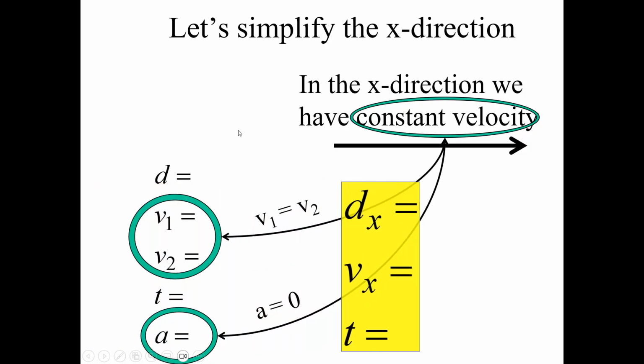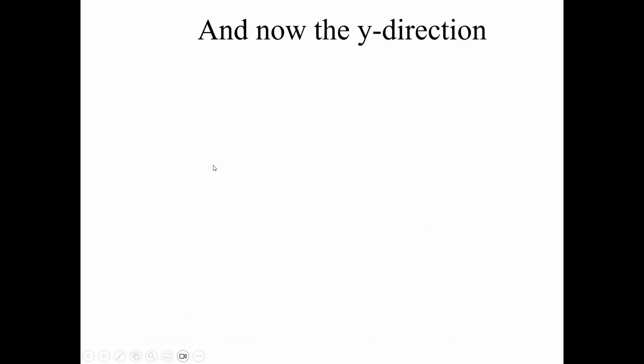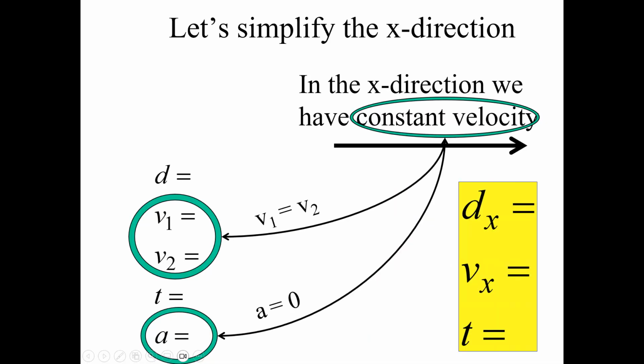So the only 3 variables we can have in x are displacement in x, velocity in x, and time. That also means the only equation we can use in the x direction is the first equation on our equation sheet, where velocity is equal to distance over time.